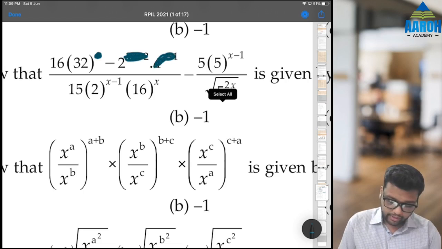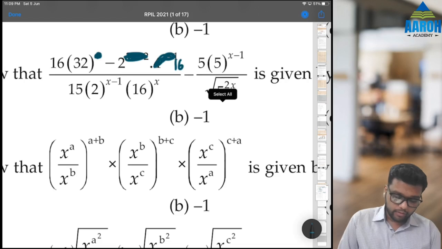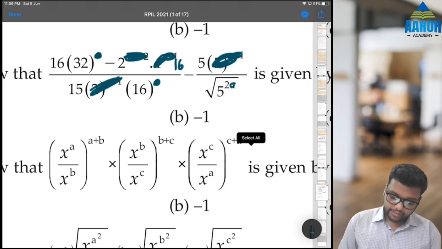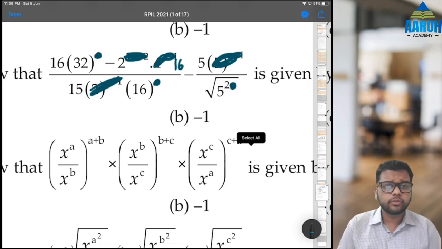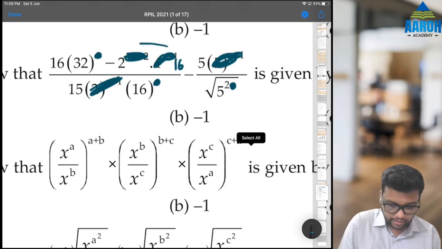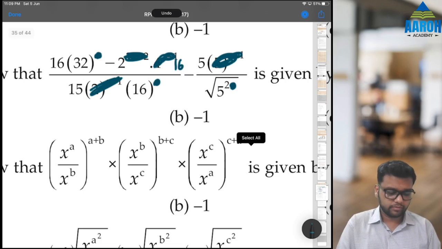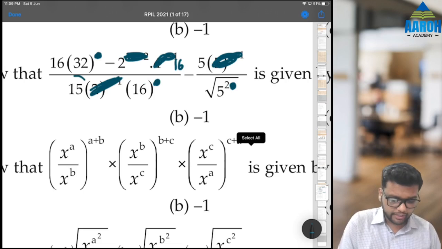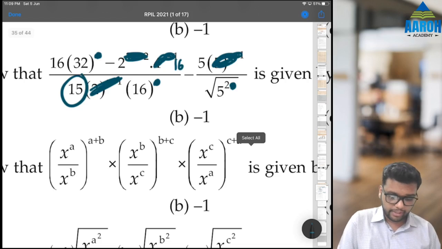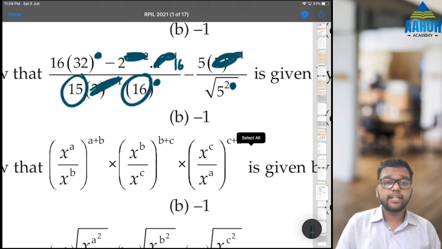So 16 actually. Divided by 1 minus 1 is 0. So this is nothing. 16 raised to 1 is 16. 5 raised to 1 minus 1 is 0. So this is nothing. Again, this x is nothing because that is 1. So let's just do this. That is the easiest way. 16 into 32 minus 2 into 16, right? 2 into 16 is 32. So 16 into 32 minus 32 divided by 15 divided by 16, that gives us 2.